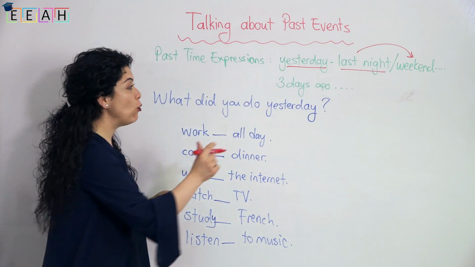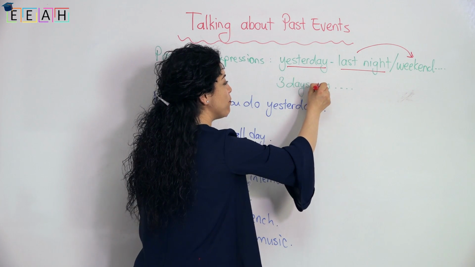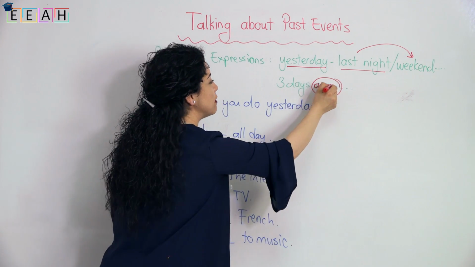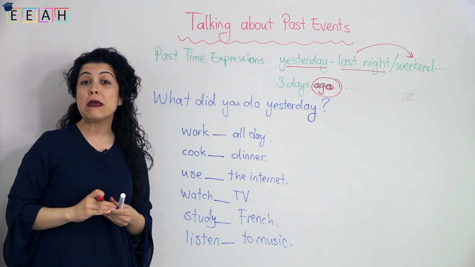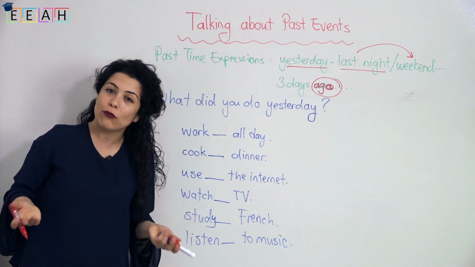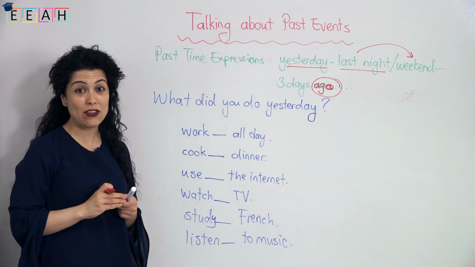Then we have also ago. Here we go. Ago, okay? Whoops, this is an O by the way. So you can say 3 days ago, 3 months ago, 3 years ago. So it can also change.